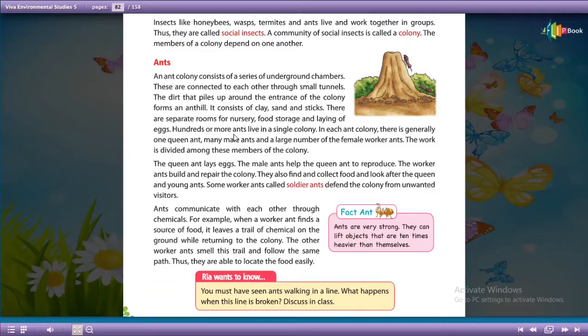Hundreds or more ants live in a single colony. So in a single colony, hundreds or more than 100 ants are living together.